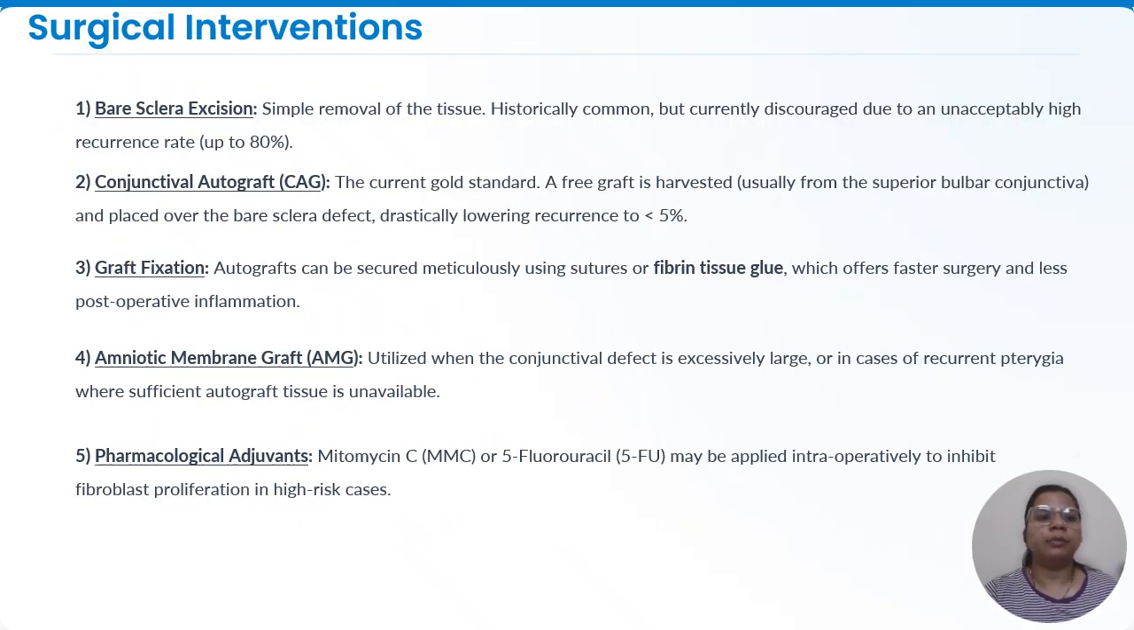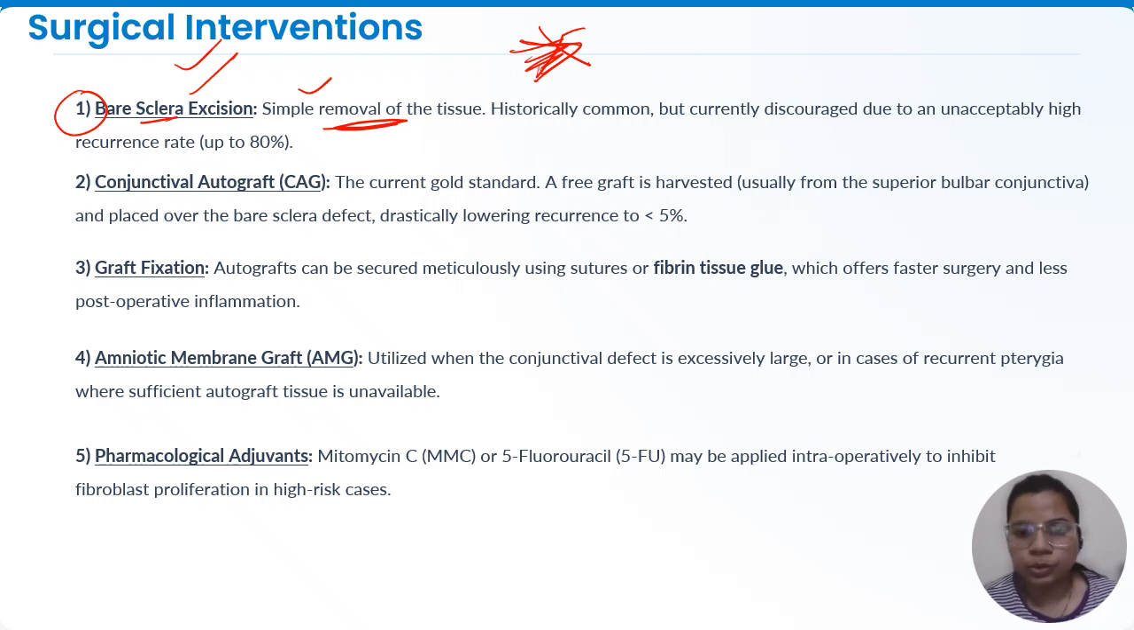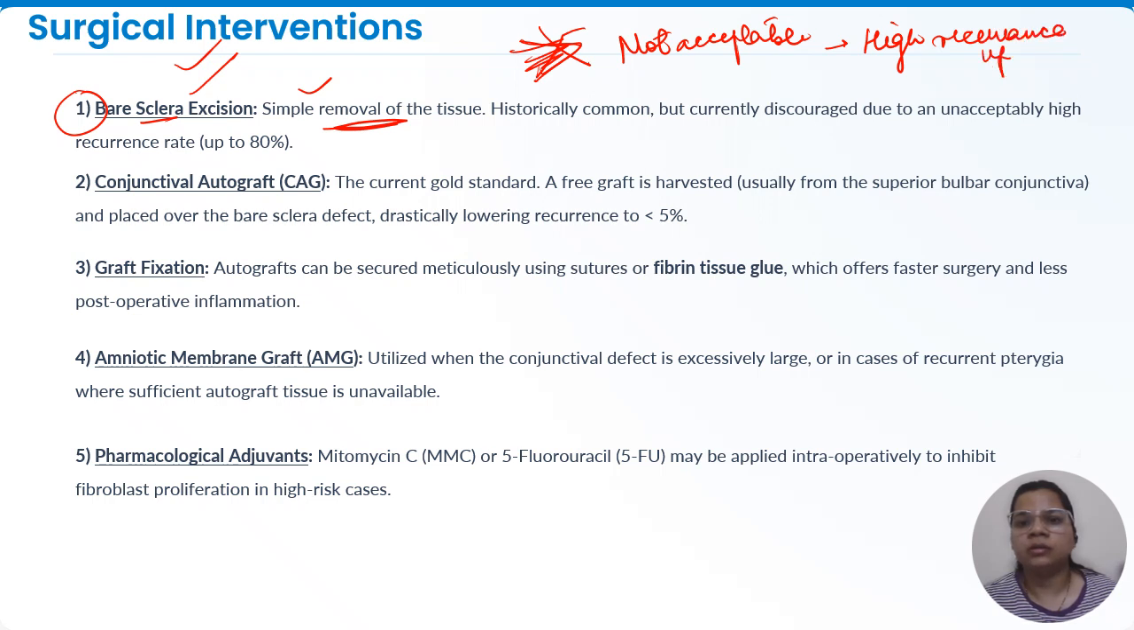So, what are the various types of surgical interventions available? First is the bare sclera technique. It is simple removal of the tissue. Whatever pterygium tissue we have, we just remove it. Since after removal of this tissue only bare sclera will be left, it is called the bare sclera technique. It is not acceptable now because of high recurrence. Up to 80% recurrence is present with the bare sclera technique.